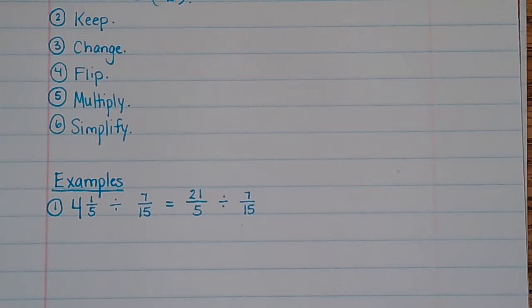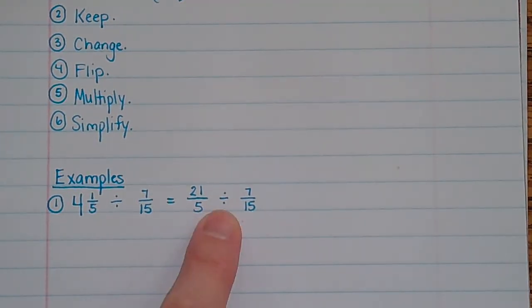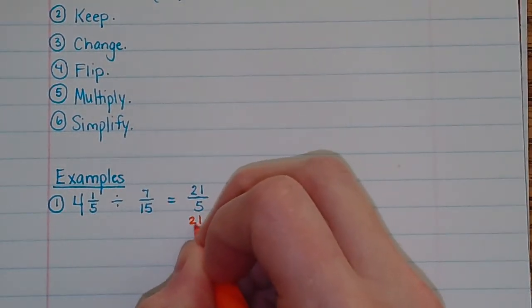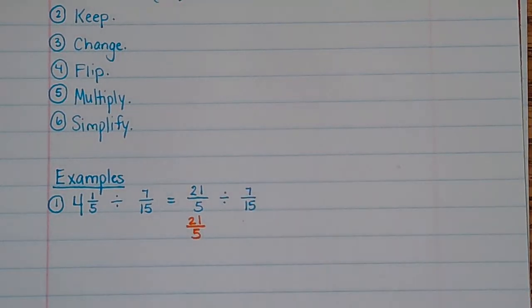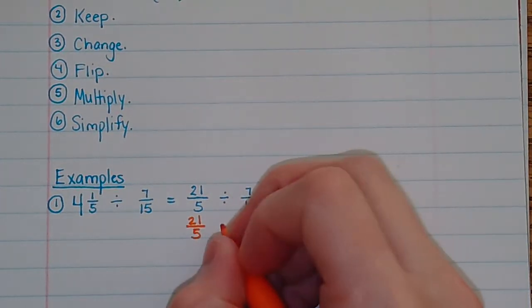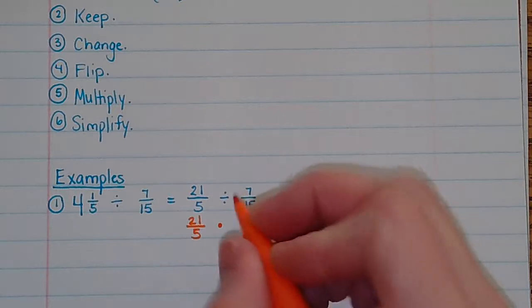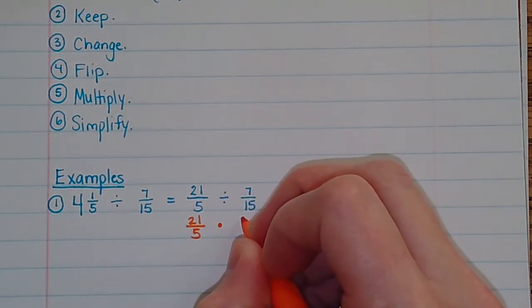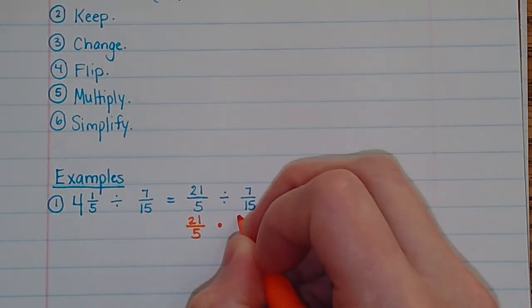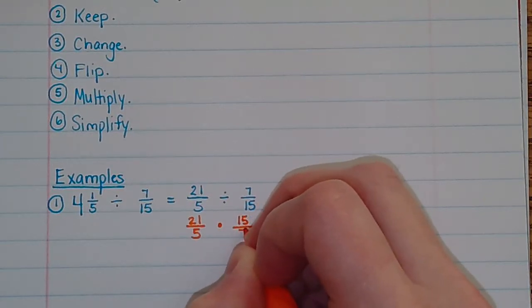Keep, change, flip, okay? Well, just like before, you take it in order. Keep, change, flip. So what do I keep? I'm going to keep the 21 over 5. Leave it alone. Okay. Then I'm going to change the division sign to a multiplication sign. Okay. Then I'm going to flip my second fraction. So instead of having 7 over 15, I'm going to have 15 over 7.